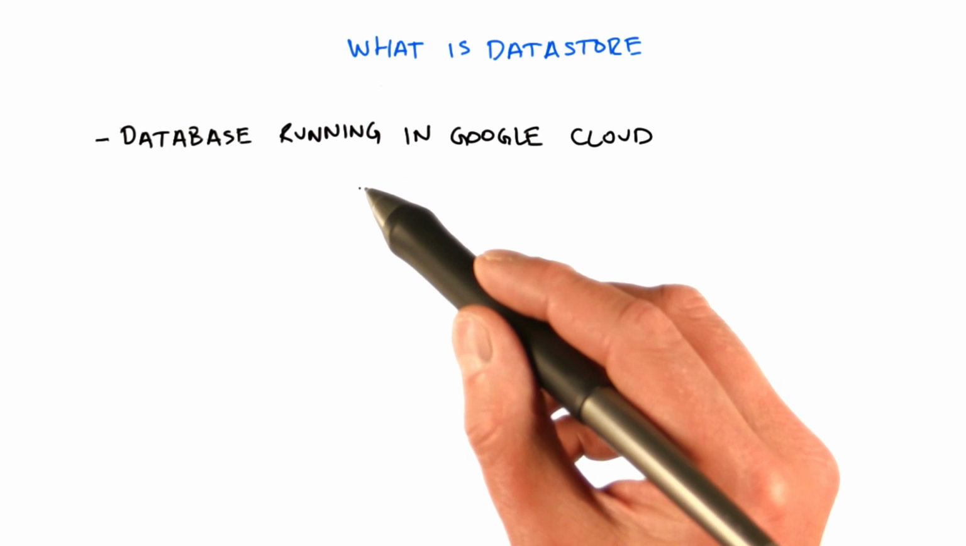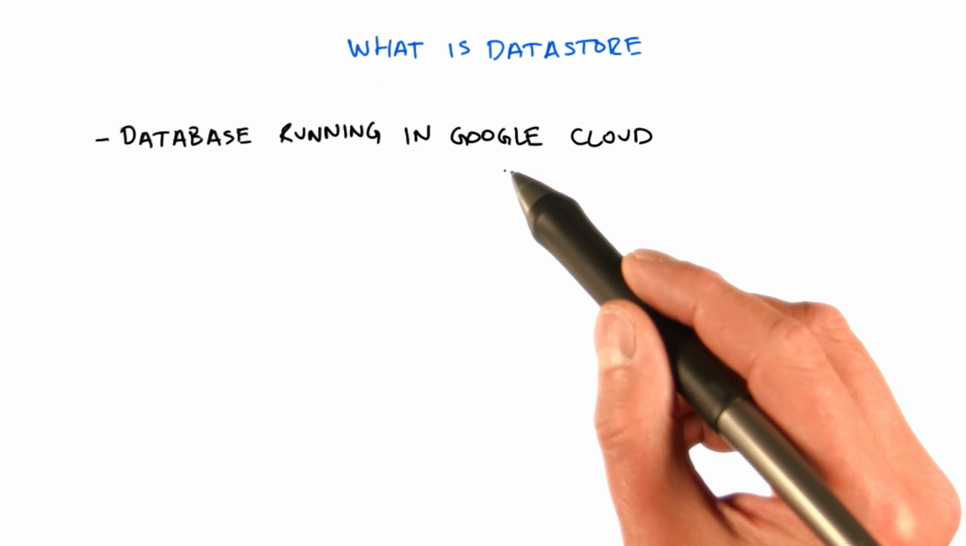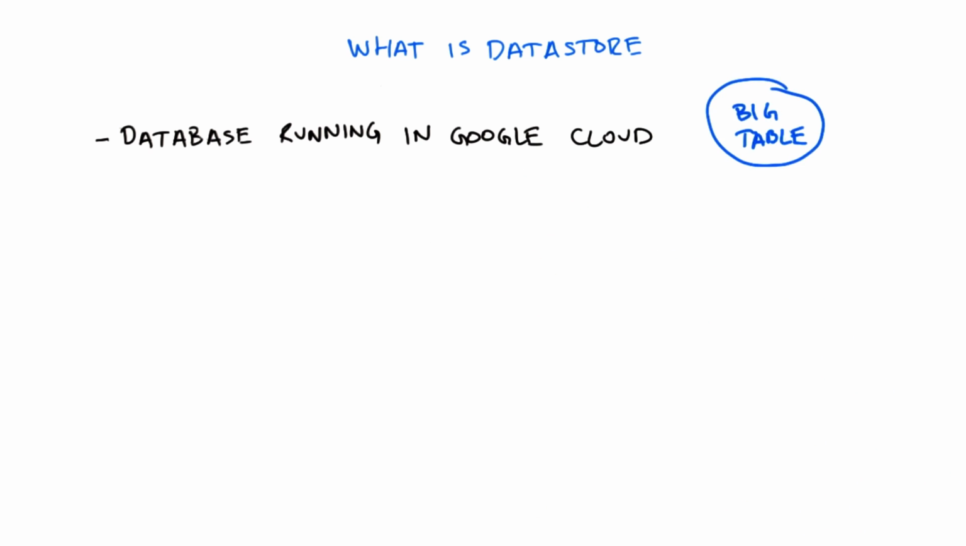Datastore is a database that runs in the Google Cloud and is available to any App Engine application. As you already heard, it is built on Bigtable, which is used by many of the huge services being run at Google, so that also gives Datastore unlimited scalability. Please see the instructor comments for more information on Bigtable.